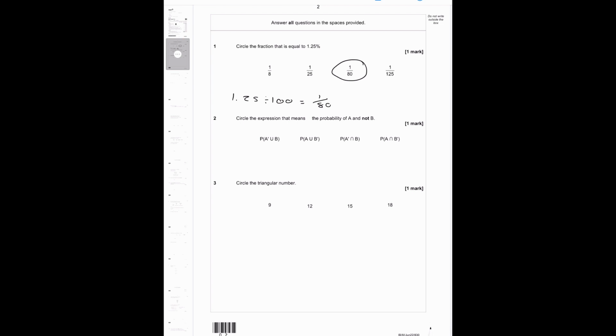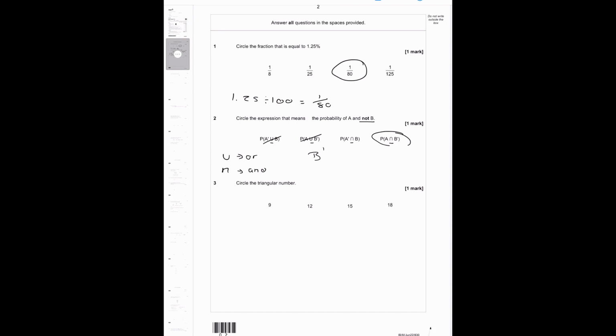Question 2 says to circle the expression that means the probability of A and not B with these symbols. In the middle you've got a U or an n. U means or, and an n means and. So we know we don't want the first two. Not B is a B with a dash, which means our answer is this one here.